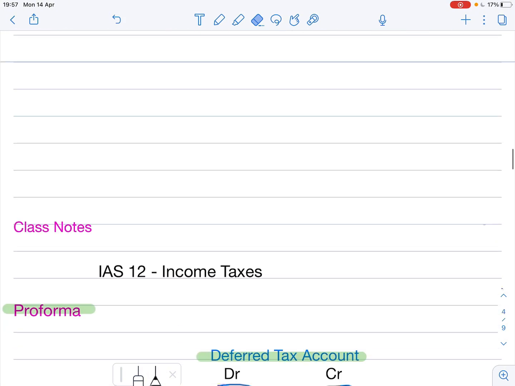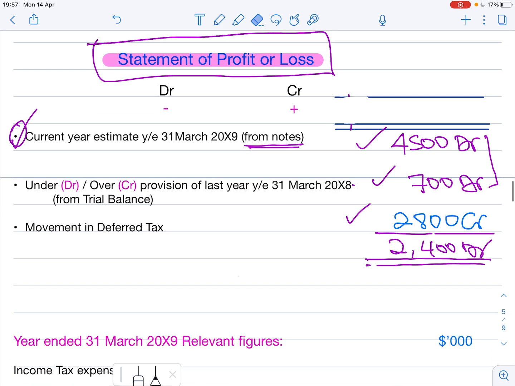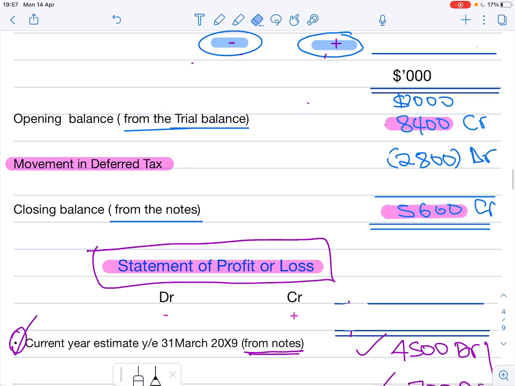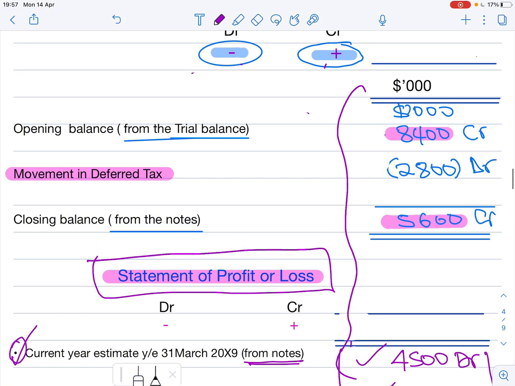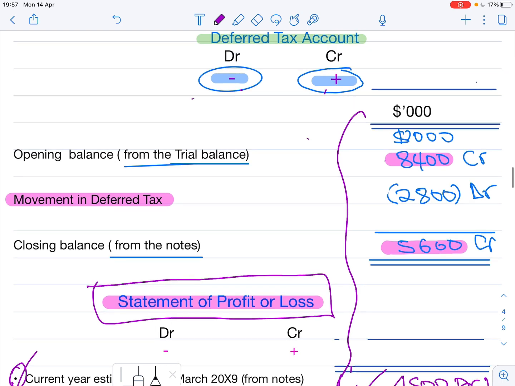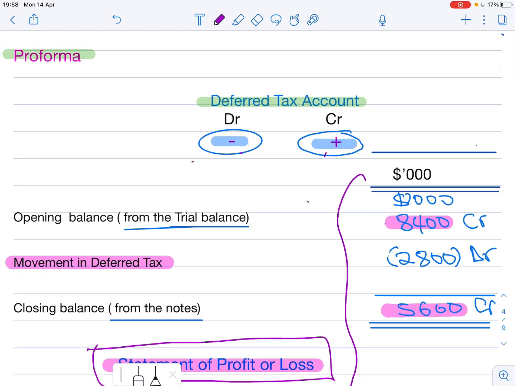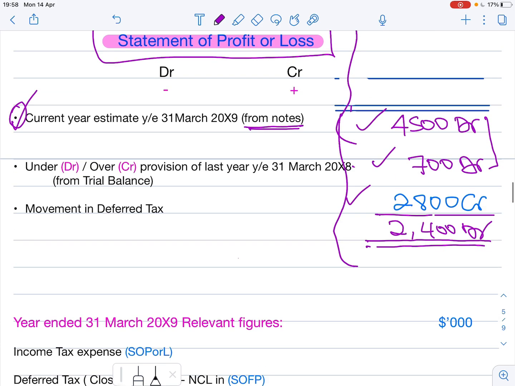When you are done processing the information, the second thing you have to do is to check the figures that your processing must have generated and bring out the relevant figures, because not all of these figures will be relevant at the end of the year. So what are the relevant figures? Let's start with the deferred tax account. In our deferred tax account, we have 84, we have minus 28, and we have 56. The relevant figure at the end of the year is the closing balance of deferred tax, which is 56. So let's put that down.